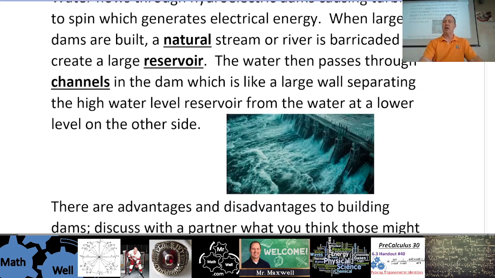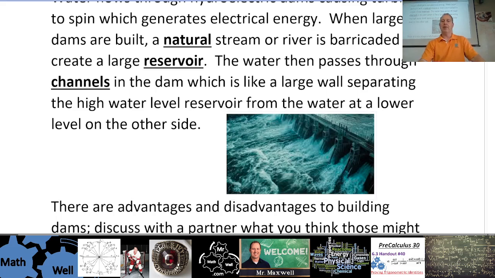I'm not sure if you guys have been on a dam or seen a dam close up, but this is just a picture I grabbed off the World Wide Web. We have the reservoir on this side, a little higher level than what's on this side, and so as they let the water through in a controlled manner, the water that passes through there spins these turbines and generates the electricity that way.